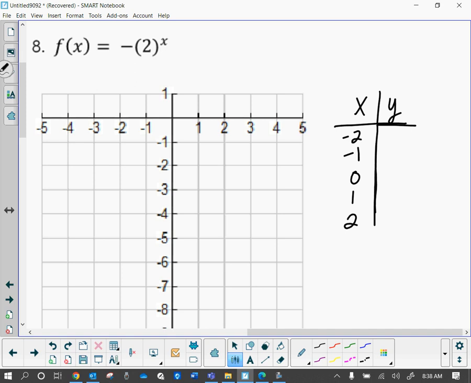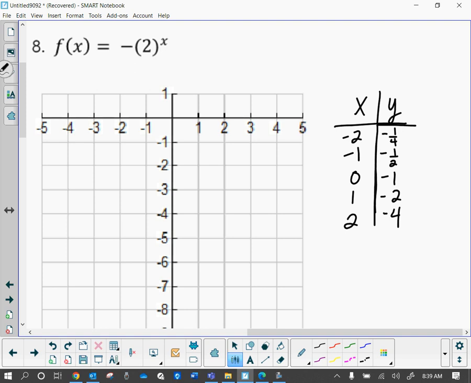Somebody help me out. What are the points here? When x is negative 2, what's y? Negative 1/4. When x is negative 1, what's y? When x is 0, what's y? And when x is 1, y is negative 2. When x is 2, negative 4.